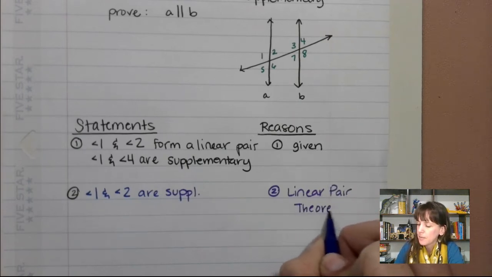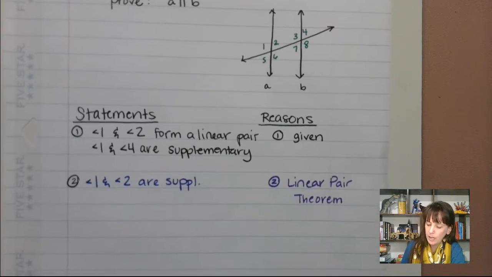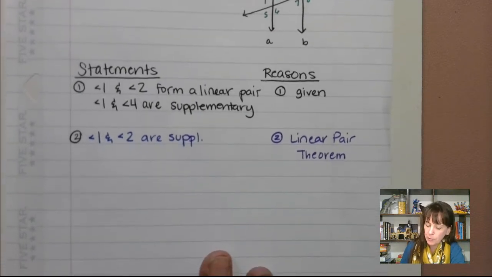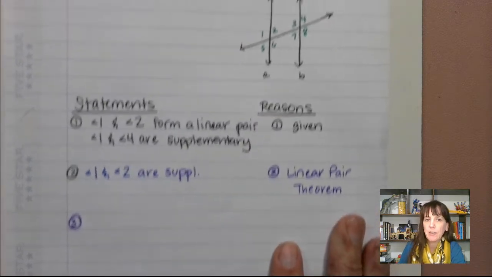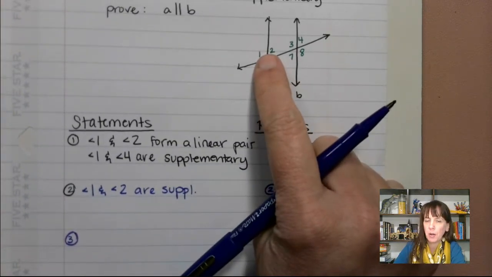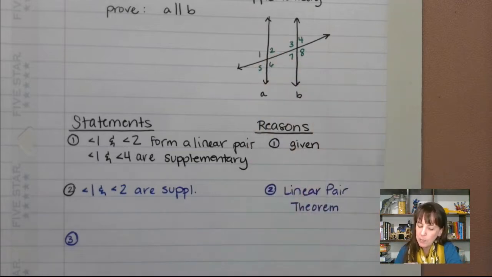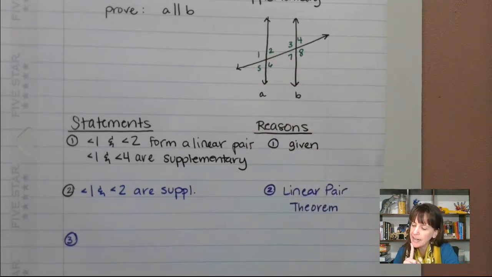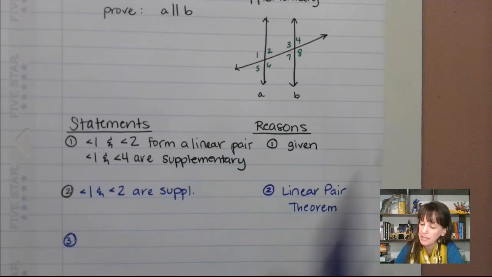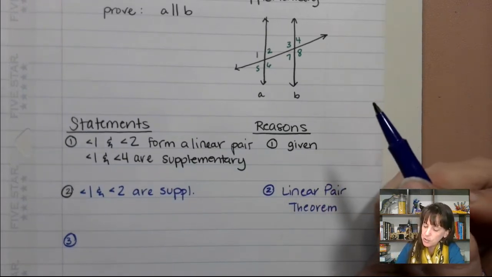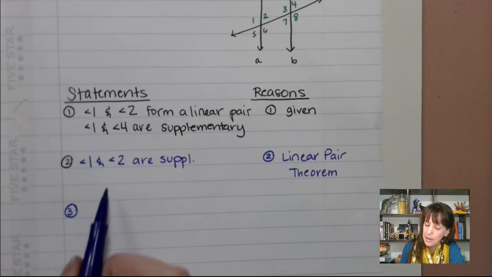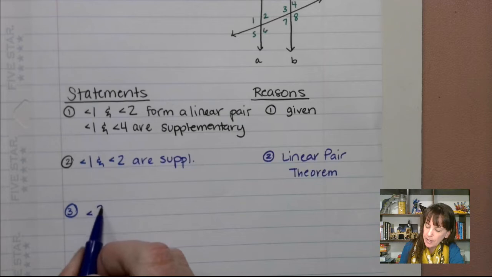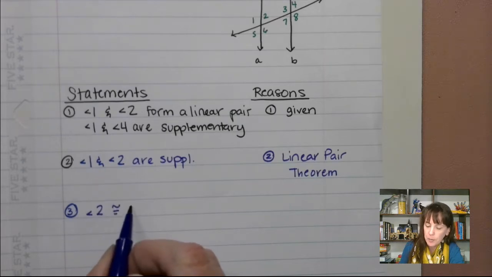So, for our linear pair theorem. Okay, so for number 3 then, let's see what else we can do here. Now that we know angle 1 and angle 2 are supplementary, what we really want to do is say that, actually without even saying that part, we can say angle 2 is congruent to angle 4, okay, so angle 2 is congruent to angle 4.